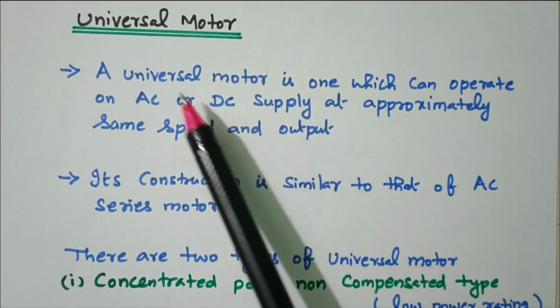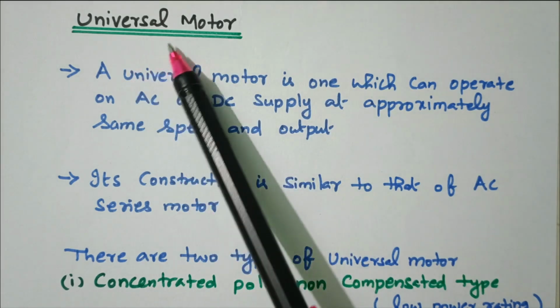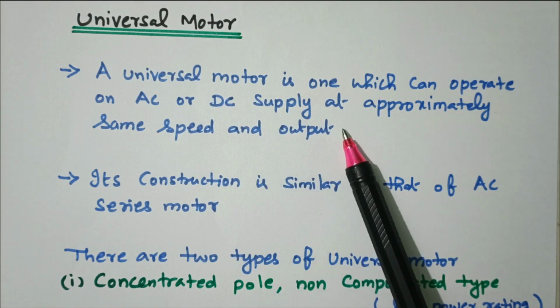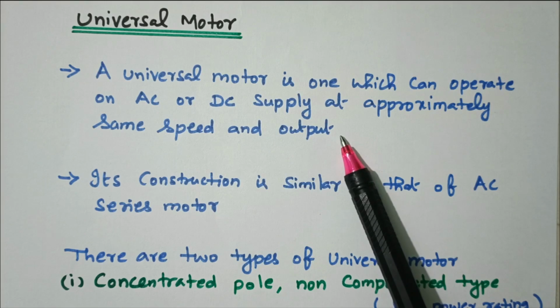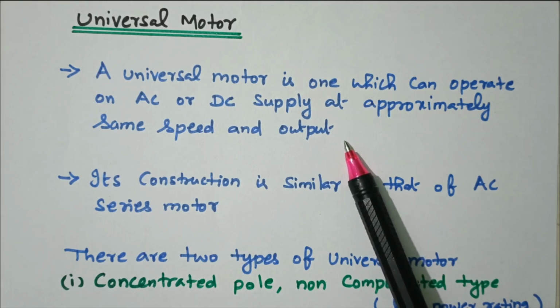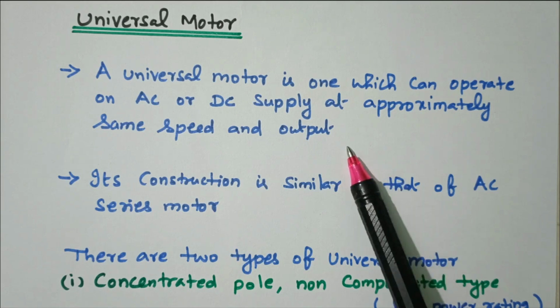Now we'll go to the topic, universal motor. As the name itself says, the universal motor can be operated on AC as well as DC. That's why it is called a universal motor. The important feature of this motor is high speed. Mostly only two poles are there, so the speed is very high. So where we need high speed, we can use this universal motor.